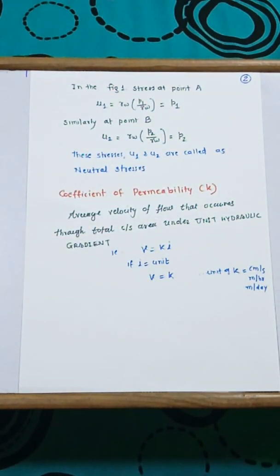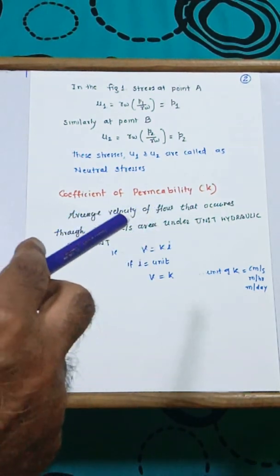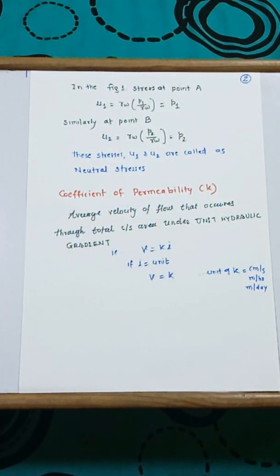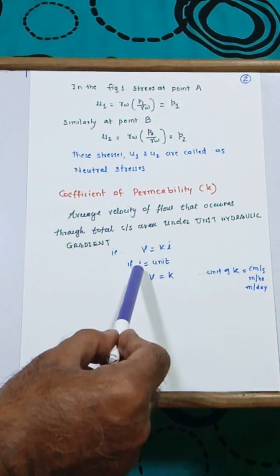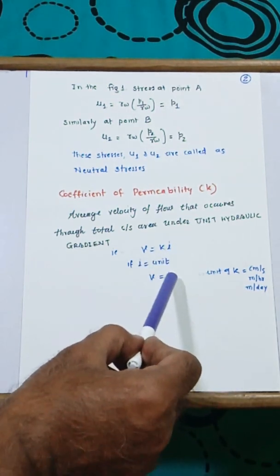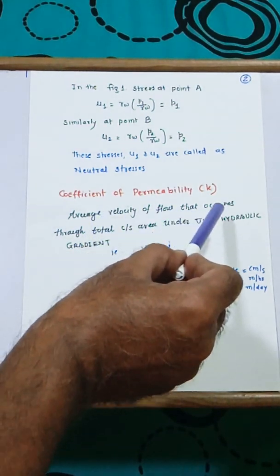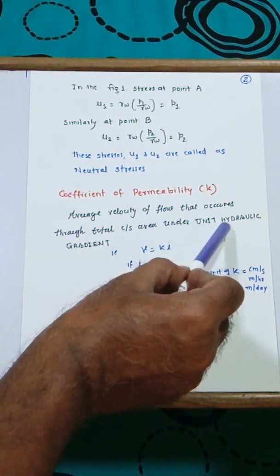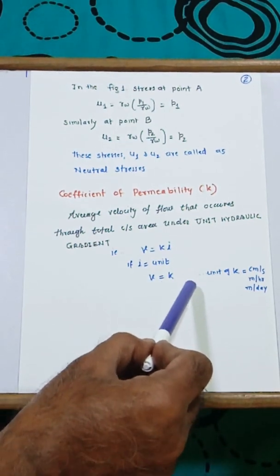So in Darcy's law, which we discussed, v is proportional to i and v is equal to ki, so k is called the coefficient of permeability. So how do we define this k? If you see, v is equal to ki, and if I put i equal to unity, then v is equal to k. Therefore we can define it as the average velocity of flow that occurs through the total cross-sectional area under a unit hydraulic gradient. So when i is 1, you get v equal to k.